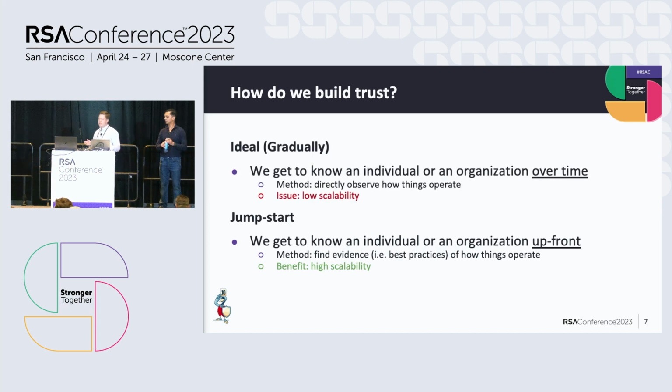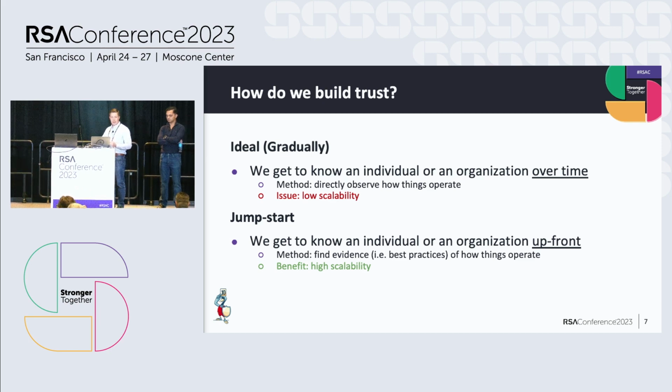So with that definition of trust, let's think about how we actually build trust. There's kind of two rough ways to think about how you can build trust. There's what I would call the ideal way that you would do gradually over time. This is where you can observe things very directly. You can really get to know an individual or an organization. If you think about in open source, if you could just work with every single project that you use, that would be a very ideal way to know if you can trust something.